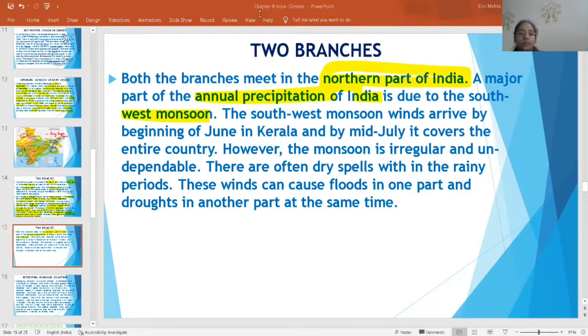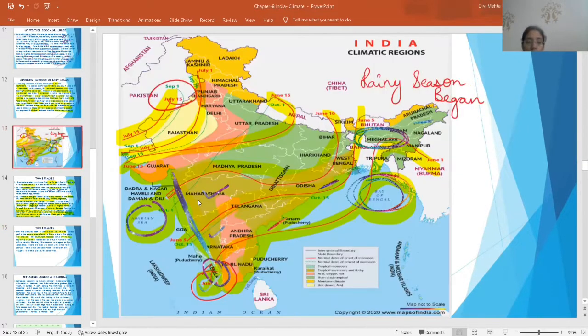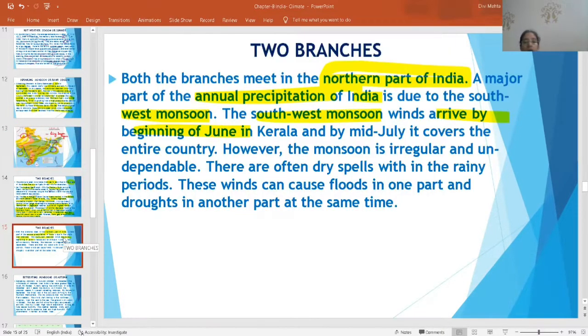We are saying that both the branches meet in the northern plains, okay, but if I talk about the yearly precipitation of India, it is due to the southwest monsoon, because your monsoon begins in the southwest part. The monsoon starts from the southwest part. So the southwest monsoon winds arrive by the beginning of June. I have shown you the map. June 1, it arrives. And by mid-July, it covers the entire country. This I told you, by July 15, it covers almost all parts of India.